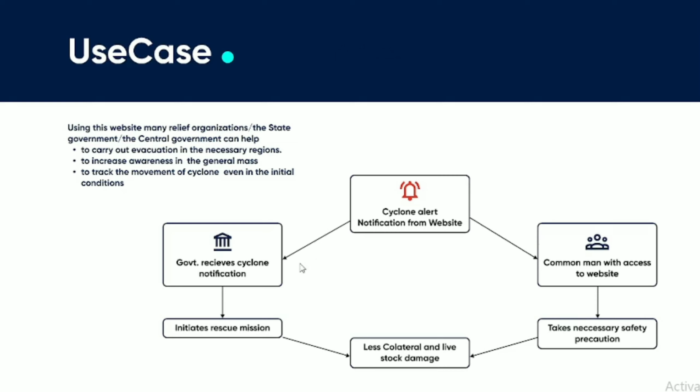So the government will receive the cyclone notification, and very soon it will start the rescue mission. As soon as the low pressure is formed, we will predict the intensity, and then the rescue mission can be initiated. On the other hand, the common man who has access to this website can also take the necessary safety precautions. They can visit the website themselves and see the status of the cyclone, which will increase awareness among them and lead to less collateral and livestock damage.